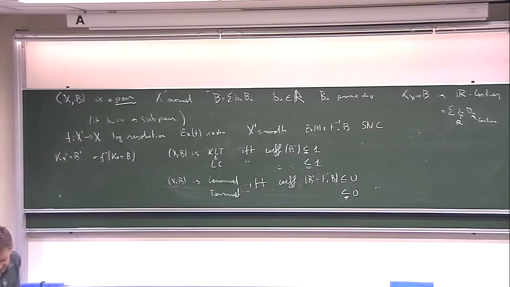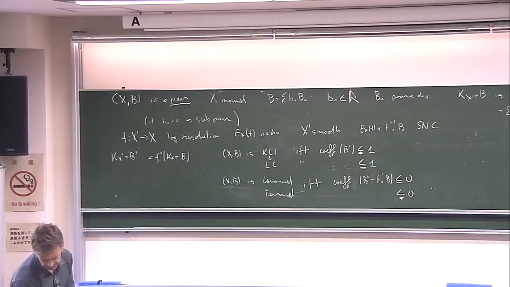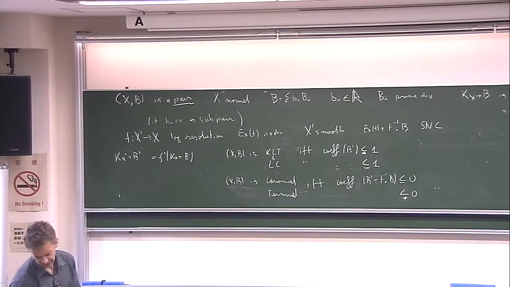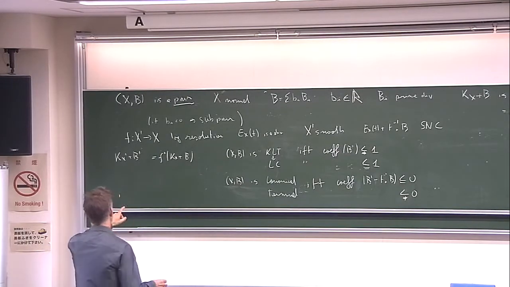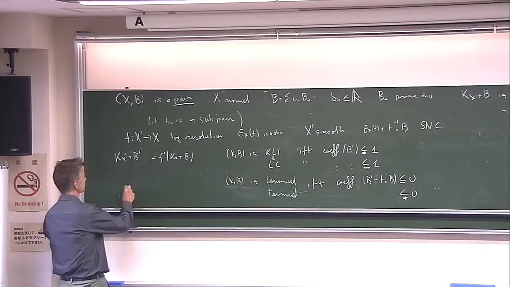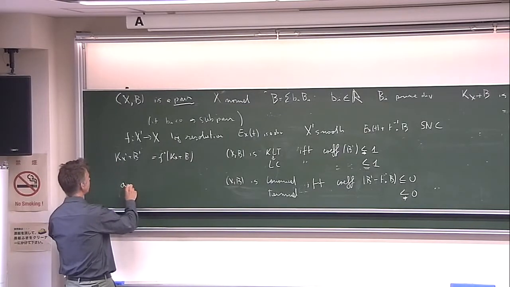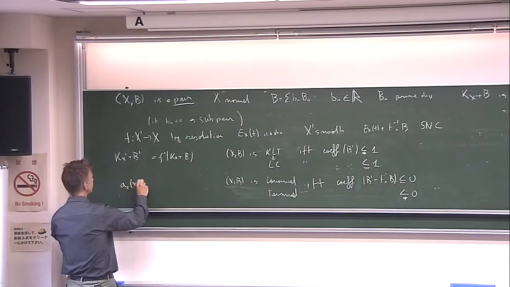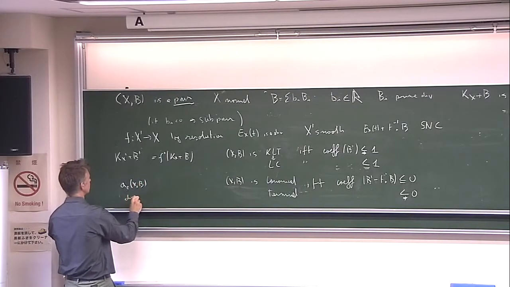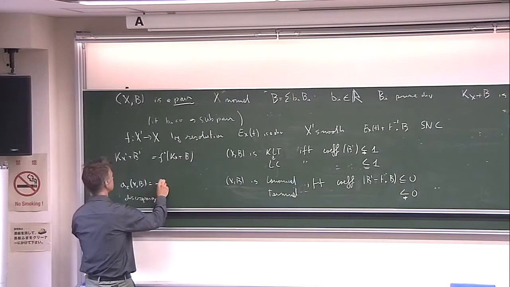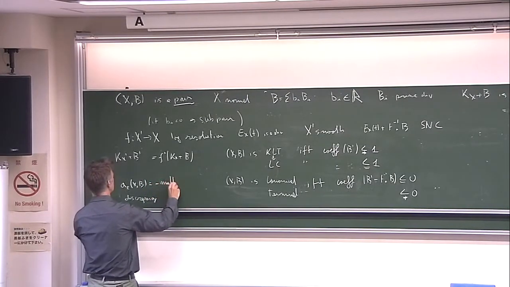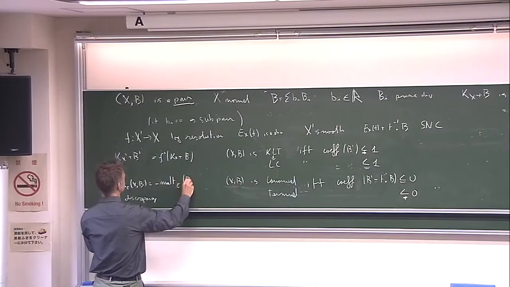Okay, so these are new classes of singularities. It would be nice to experiment a bit and to have some clue as to what they look like. But let me give you one more definition before I give some examples. So I'll denote by a(E, X, B) the discrepancy. This is going to be minus the multiplicity along E of this divisor B'.